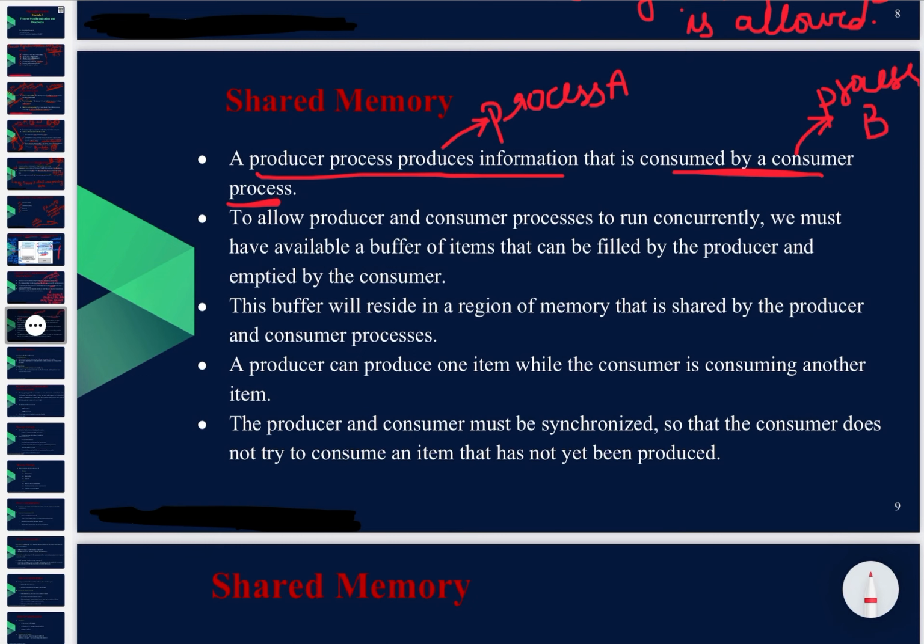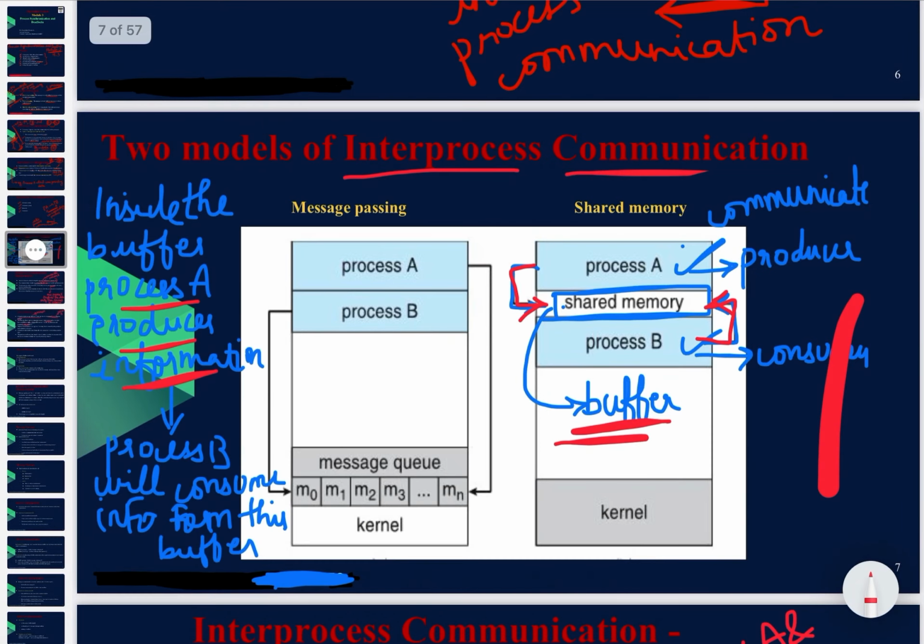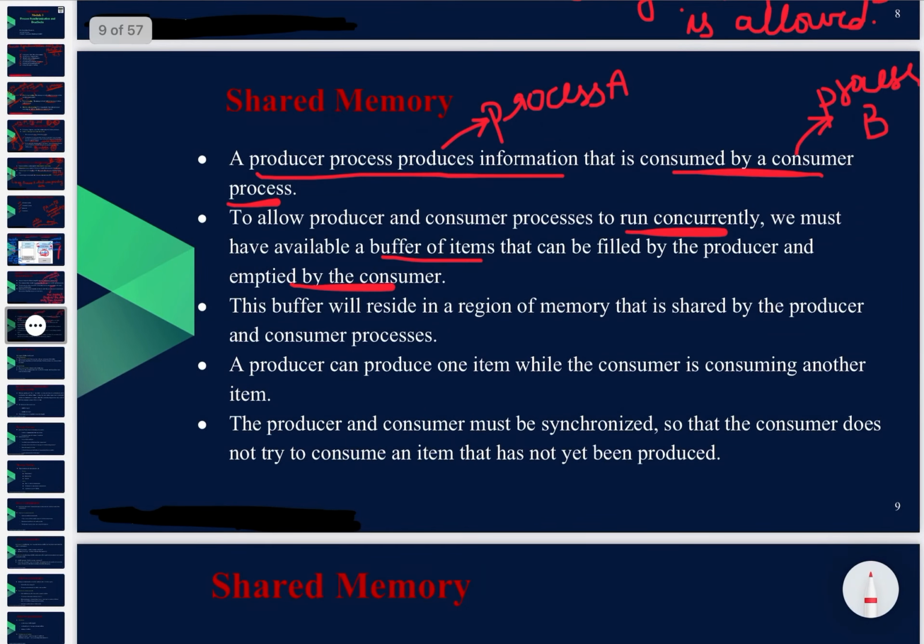To allow the consumer and the producer process to run concurrently, when I say concurrently, one after the other, first process A has to produce, then only process B can consume. We must have an available buffer of items that will be filled by the producer and emptied by the consumer. So inside this buffer, who fills the buffer? The filling will be done by the producer and the consumer will empty the buffer. Process A fills the buffer, process B empties the buffer.